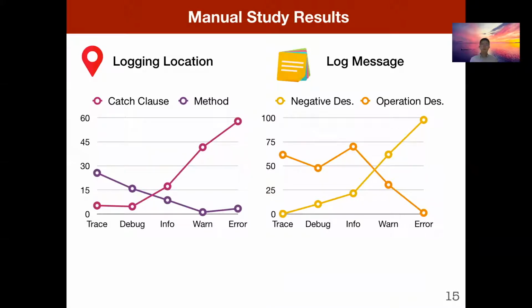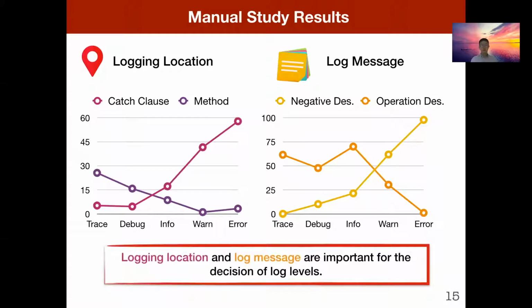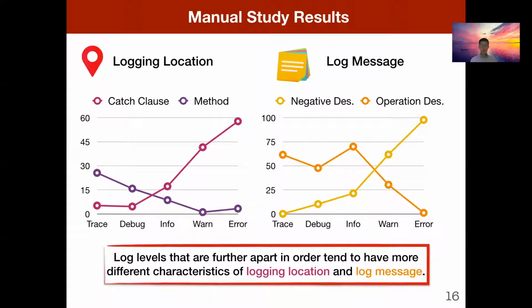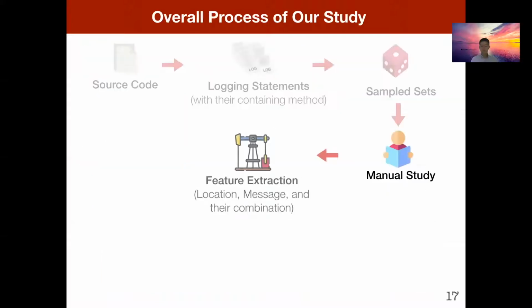We present the distribution of the 2 categories, logging locations and log messages, respectively for each log level. From the line chart, we can see there's a very different distribution of both the location and message for different log levels. So logging location and log message are important for the decision of log levels. We can also find that log levels that are further apart in order tend to have more different characteristics of logging location and log messages. Considering the ordinal nature of log levels, we can leverage this characteristic to help us decide the log levels.